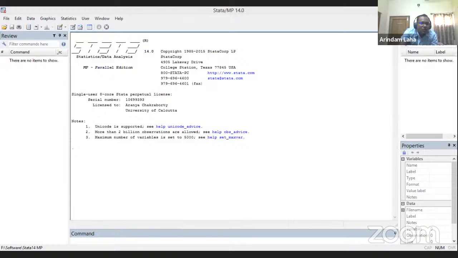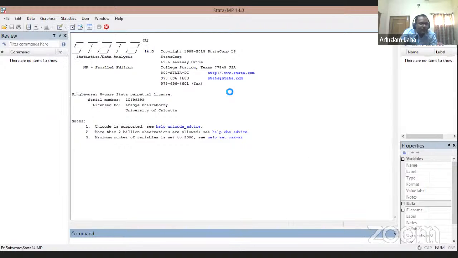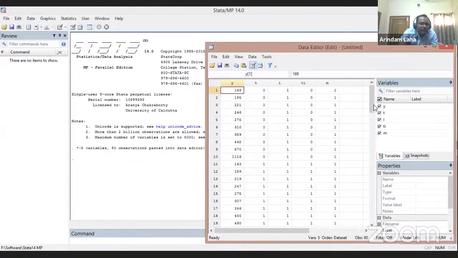I am now just copying the data. Let us now open the data editor and paste it. First one is the variable name. This is the data set, 80 observations. Now regress.